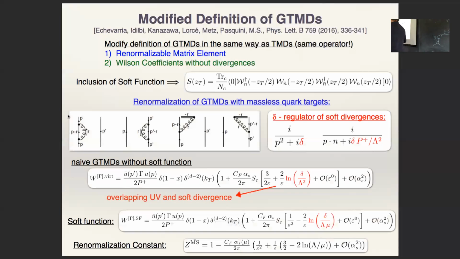And here we see that the soft factor helps. We calculate this matrix element to order alpha s, just the leading order naive matrix element, and then we see that this contribution from the soft factor exactly cancels this overlapping divergence. Here we get the plus 2 over epsilon times log delta, here minus 2 over epsilon times log delta. We add everything up, and we see that this overlapping divergence canceled. And then we can just read off the renormalization.